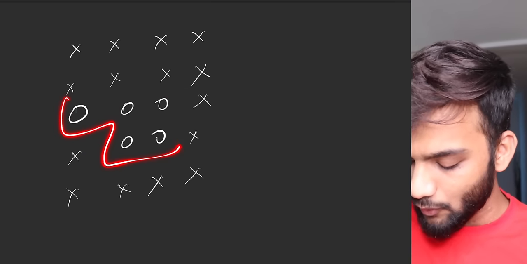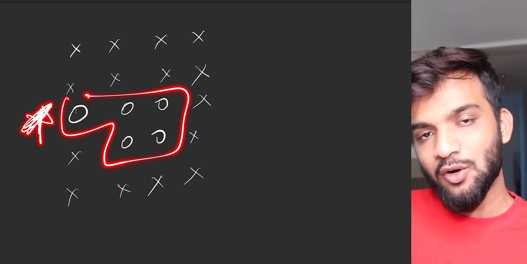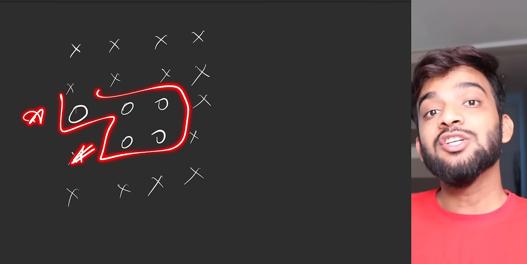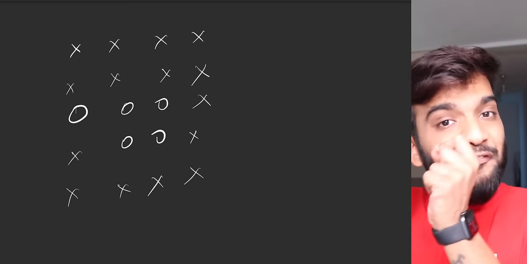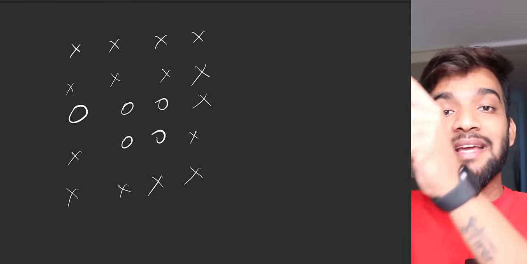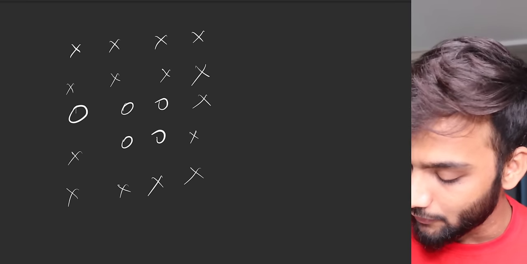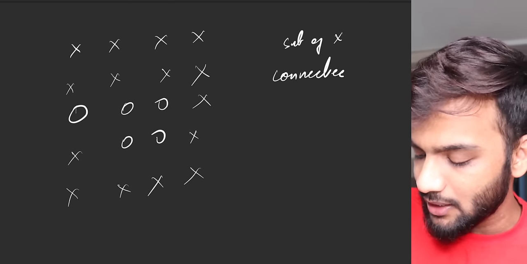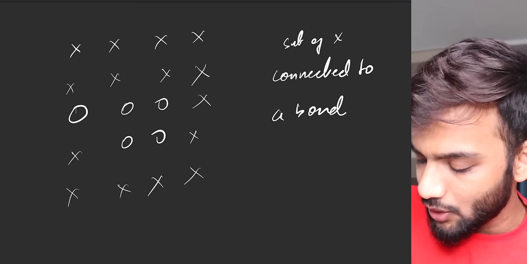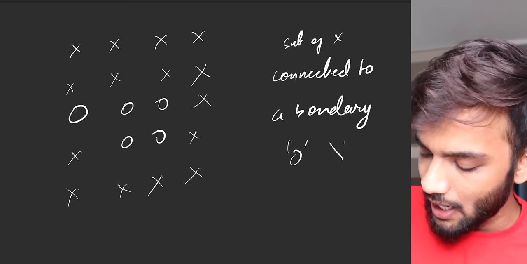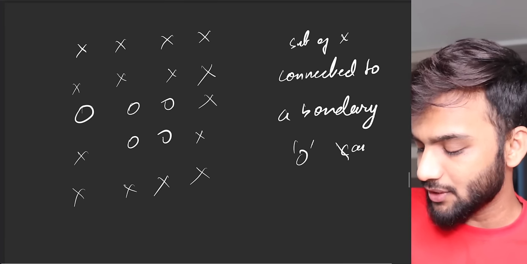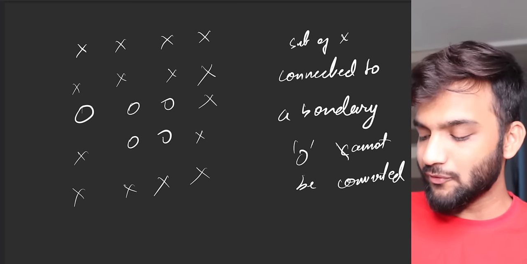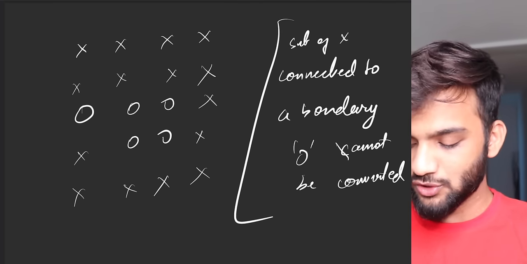And if you take these set of O's, you have an empty over here. This might be surrounded, but this has an empty. So if a set of zeros is connected to a boundary, they cannot be surrounded by X. That is my first observation. A set of O's connected to a boundary O can't be converted. Yes. Pretty simple and straightforward. Now, let's have some observations.